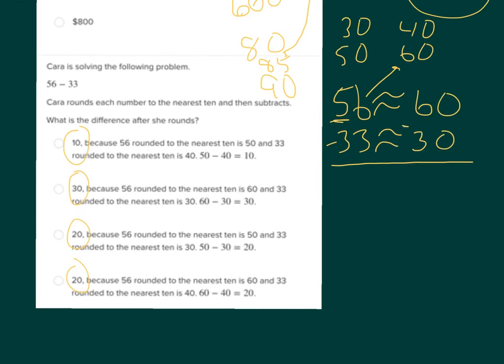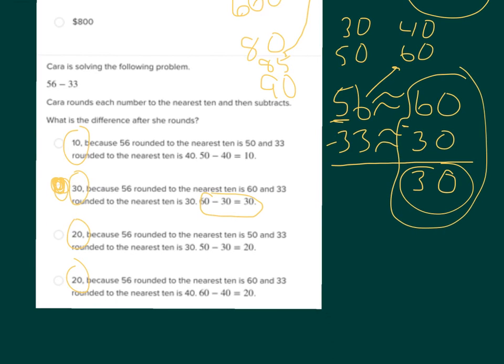Now when we subtract 60 minus 30, we get 30. The one that's the right answer is right there. It's the only one that says 30, so I know that we're pretty close. And when we read through it, they estimated the same way we did. 60 minus 30 is 30.